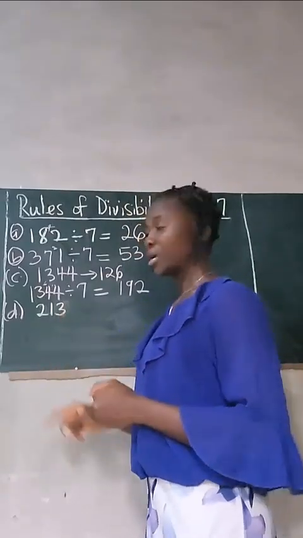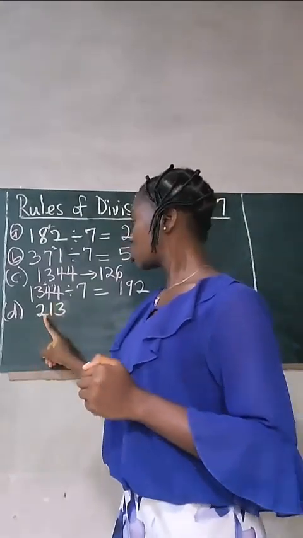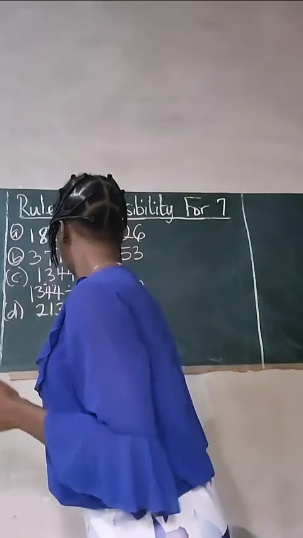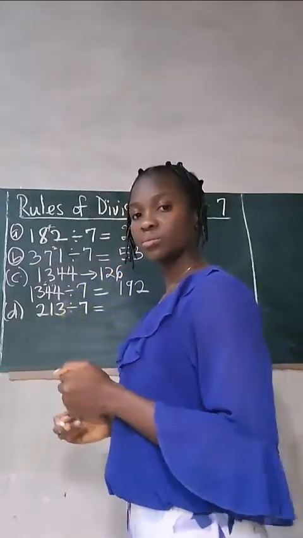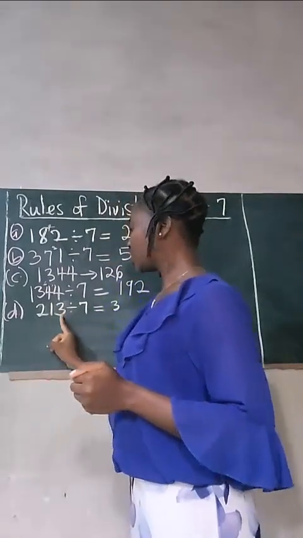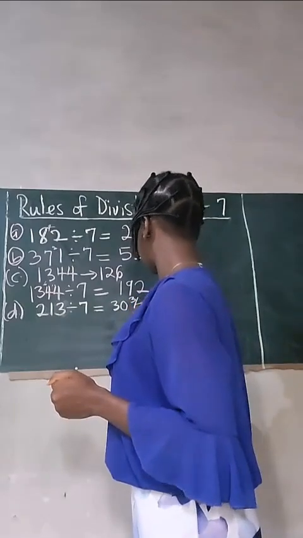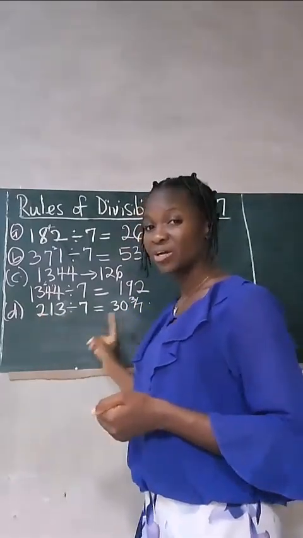Now, let's see if 213 will be divisible by 7. 7 in 21, you have 3. 7 in 3, 0. Remainder 3 over 7. So we can say that 213 is not divisible by 7.